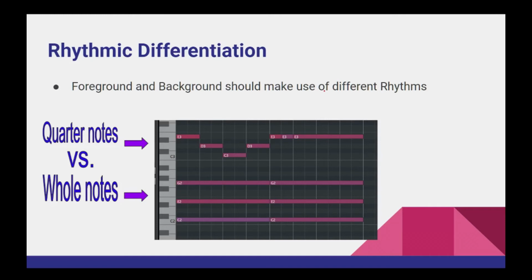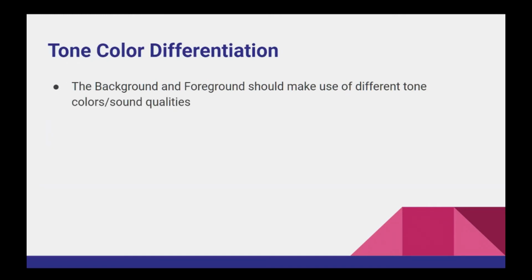Finally, we have tone color, which is probably one of the most powerful and instinctive but most complicated methods of differentiation. For this, you simply want to make sure that your background and foreground are making use of different tone colors or sound types. Now, this can be as simple as splitting which sections are playing in each area. Like, let's say the strings are playing the melody, while the brass is providing a nice strong bass in the foundation.